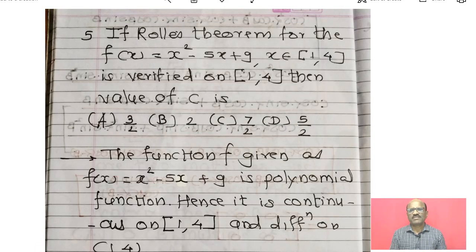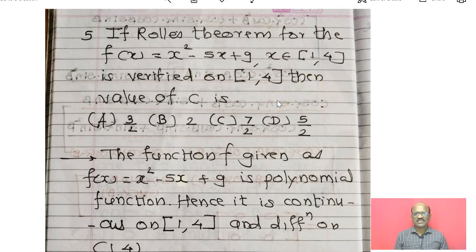Now question number 5 depends on Rolle's theorem. Again this question is from Rolle's theorem. That is, f of x is equal to x square minus 5x plus 9, and x belongs to the closed interval 1 to 4. Verify Rolle's theorem on the closed interval 1 to 4.